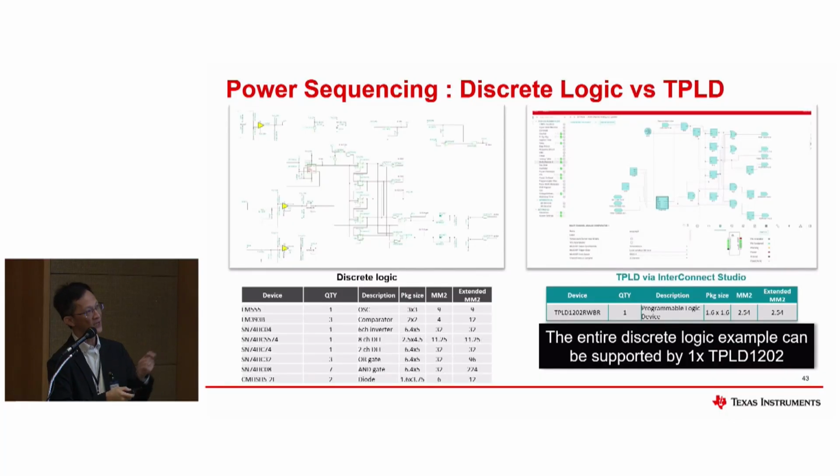Okay, the next 2 slides will show you some examples. This is an example of using a discrete solution to do power sequencing as compared to the TPLD, right? If you look at the discrete solution itself, you easily use close to 20 devices, right? And the size occupied is from 6 to 12 mm². If you use the PLD, you can see it's only a single device, and the area is only 2.5 to 3. So a single device can do the job, with a smaller PCB space.